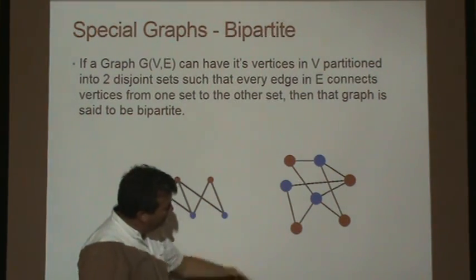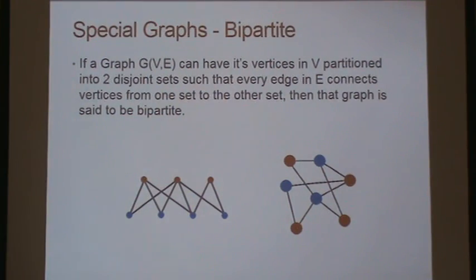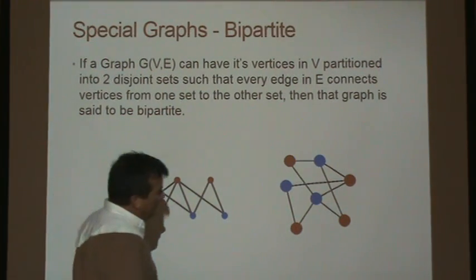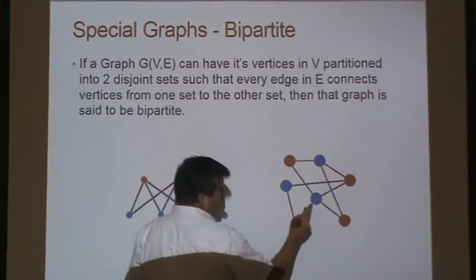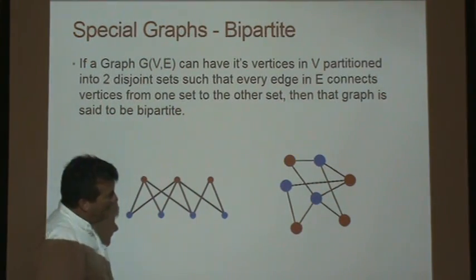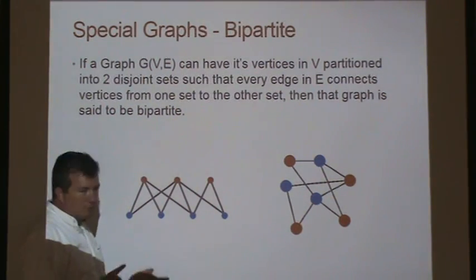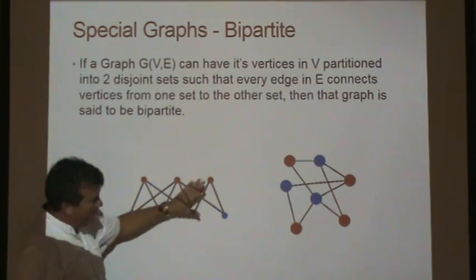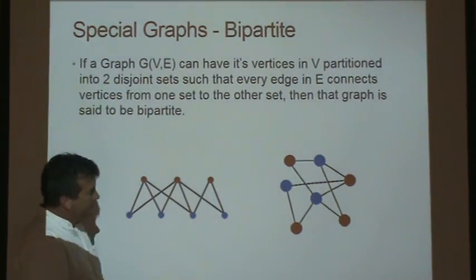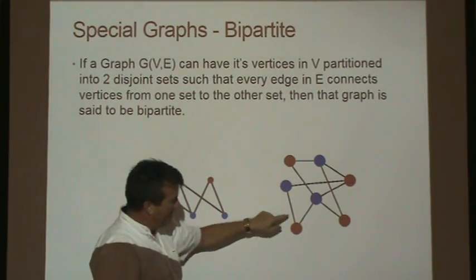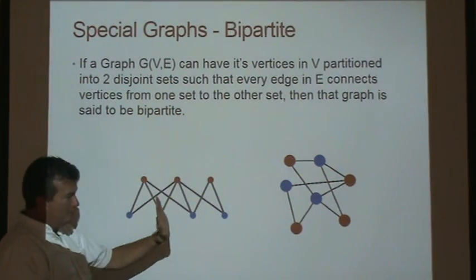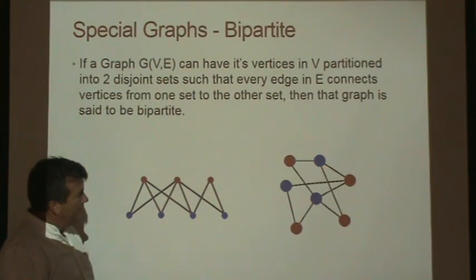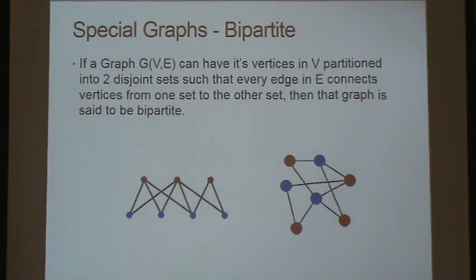But for a graph like this, you could also see there is a way to break up the points into 4 red ones and 3 blue ones. And now every edge in the graph connects a blue point to a red point. So if there's any way to take all the vertices and break them up into 2 subsets, such that every edge will connect a point from one subset to the other, then that's a bipartite graph.